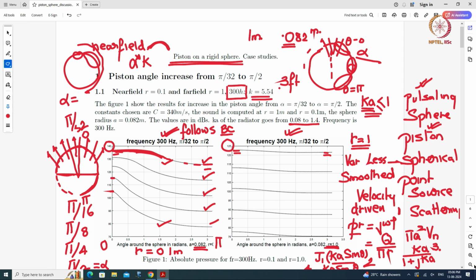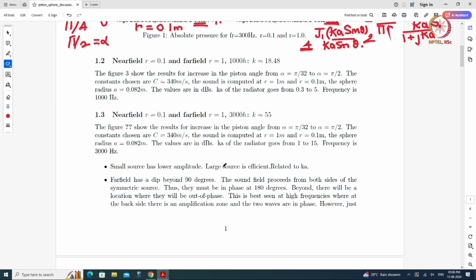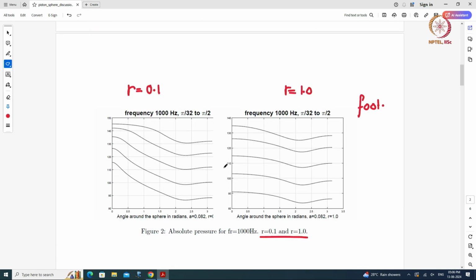Now we go to the next situation, which is 1000 Hertz. At 1000 Hertz the wavelength is about 1 foot. Now, a distinct thing to see is that we are seeing variations in pressure from the front to the back. There is a dip happening here, there is a dip happening here.